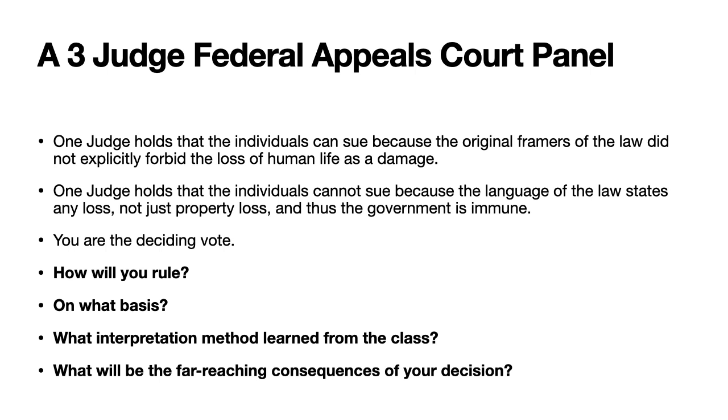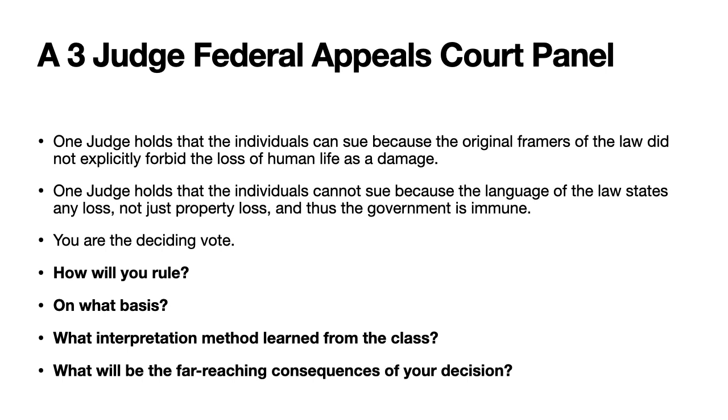In other words, they didn't explicitly say it, and so therefore that means people can do it, right? If the Congress didn't want them to, they would have said no. On the other hand, another judge says, no, individuals can't sue because the language of the law states any loss, not just property loss, and thus the government is immune. So the first one is an originalist, the second one is a textualist, and they're voting against each other. So you're the third vote. So how would you rule?